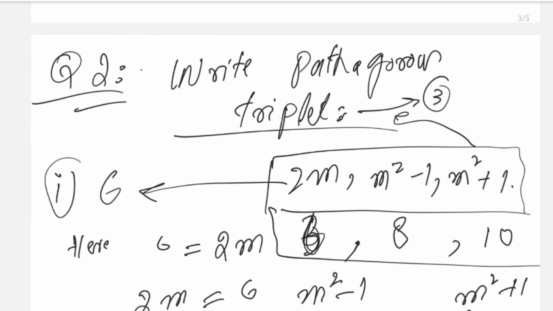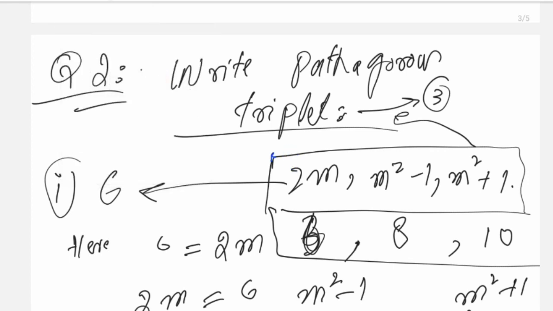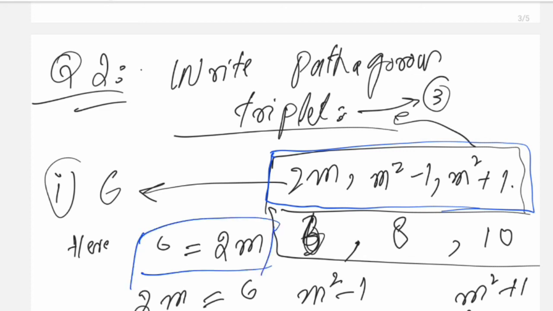And what is the Pythagoras triplet? I'll explain it again: it is 2m, m square minus 1 and m square plus 1, and 2m is the number which is given to us. So that was exercise 6.2. We'll move on to exercise 6.3. You can follow the lectures in sequence in the playlist of exercise 6.1 and exercise 6.2.